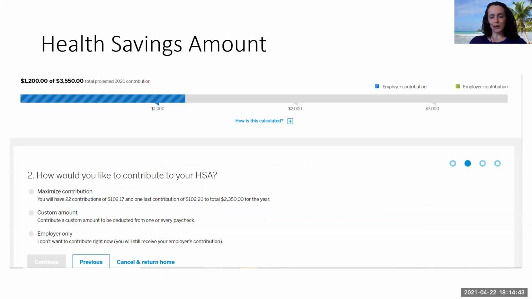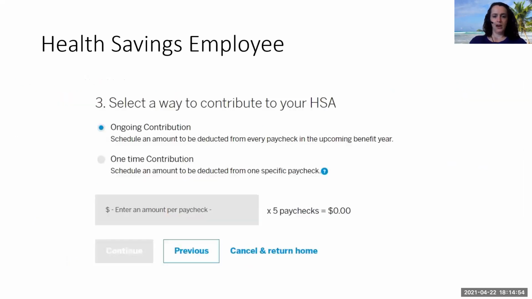This is what it looks like when you're enrolling in the HSA. It'll ask you if you want to contribute. You don't have to get the college contribution. You can change this at any time if you want. And if you choose to contribute to your HSA, you can do an ongoing contribution and come in and stop it or change it at any time, or you can do a one-time contribution as well.